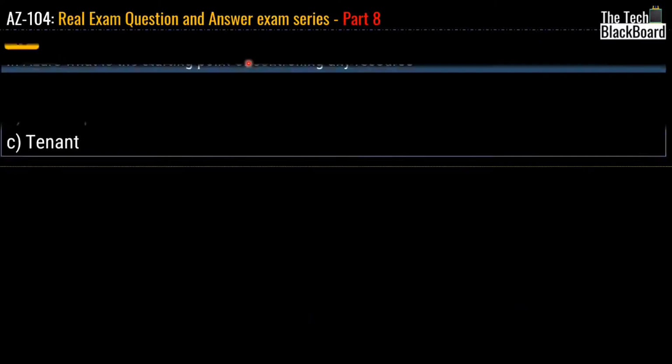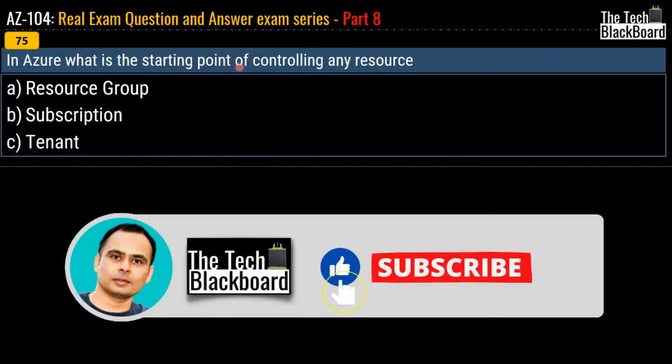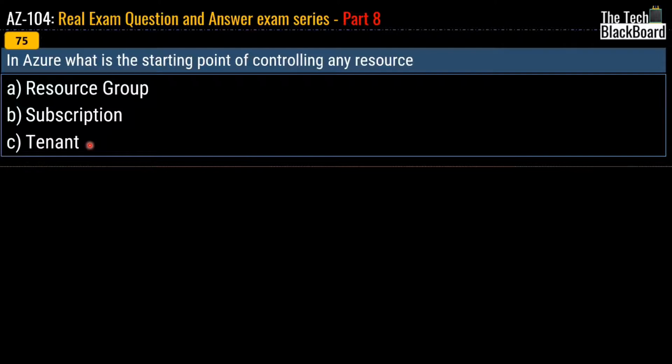Now let's move on to question number 75. The question says that in Azure, what is the starting point of controlling any resource? Is it resource group, subscription, or tenant? And the correct answer for this question is subscription.